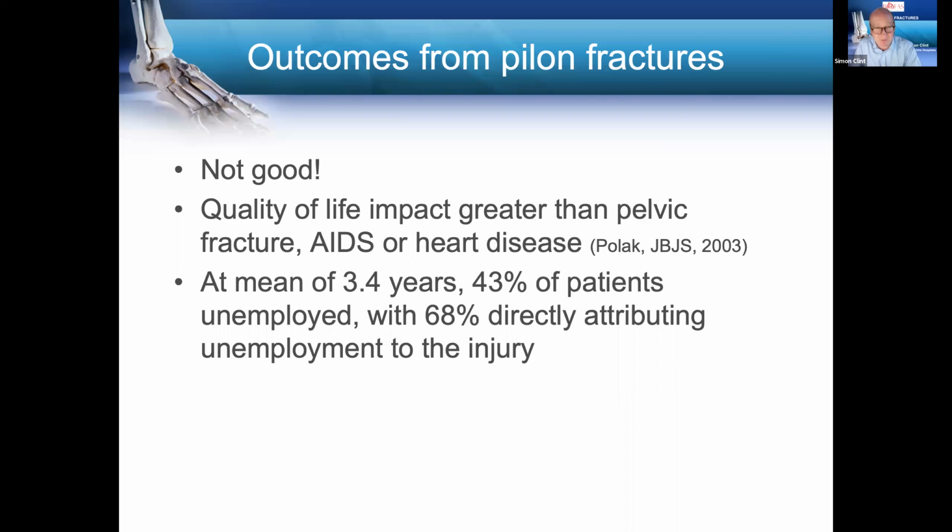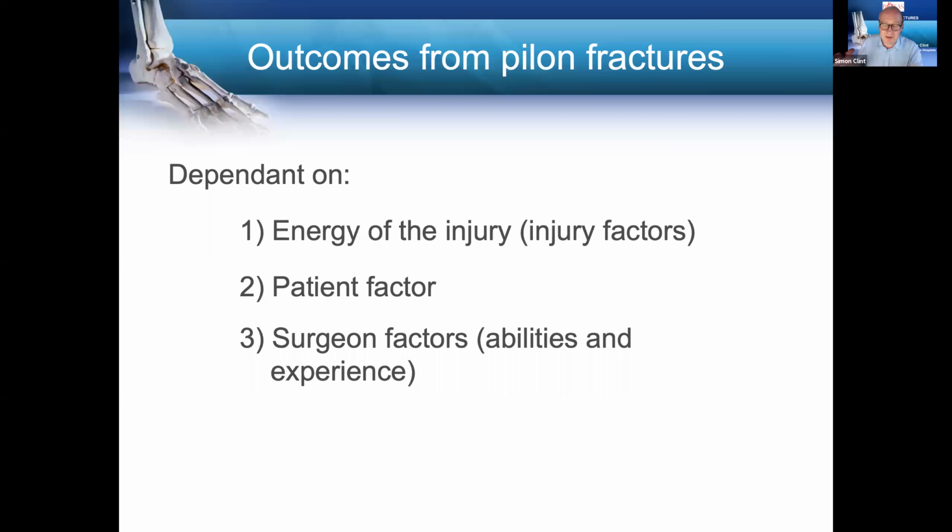So these are life-changing, devastating injuries for patients. And what affects that outcome? Well, it's threefold. Obviously, you've got the injury itself: how much energy, how comminuted, what the soft tissue is like. You've got the patient factors. Are they an alcoholic, a smoker who isn't going to listen to a word you say, a diabetic whose wound isn't going to heal? Or is it a highly educated patient who is going to listen to every word you say and will do exactly what you want?